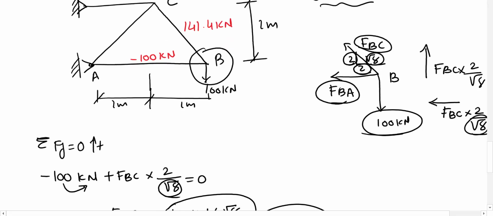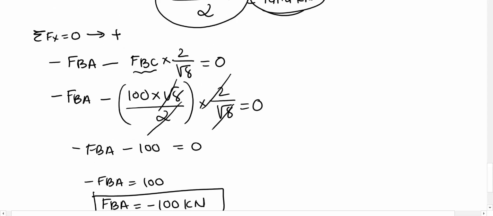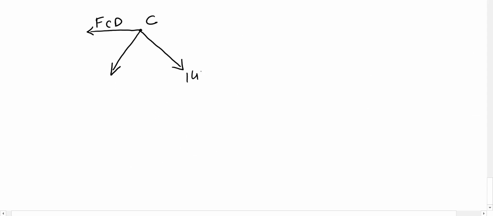Now let's continue. Let's take the joint C. If I draw the joint C here, we have this force. The third force is going horizontal in here, and that is FCD. Let's say this is point C. We have this force. Now this force is 141.4 positive, so 141.4 kilonewton, and we have 2 square root 8, and that force is FCA.